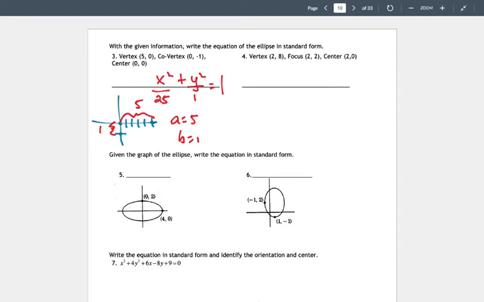All right, on the next one, we have a vertex at 2, 8.